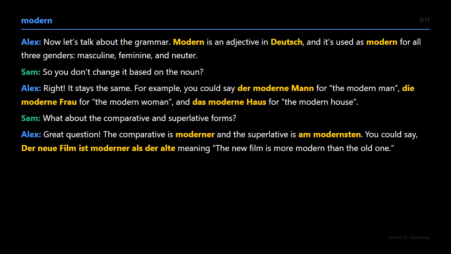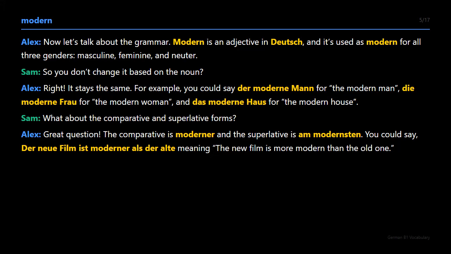Great question. The comparative is moderner, and the superlative is am modernsten. You could say, der neue Film ist moderner als der alte, meaning the new film is more modern than the old one.